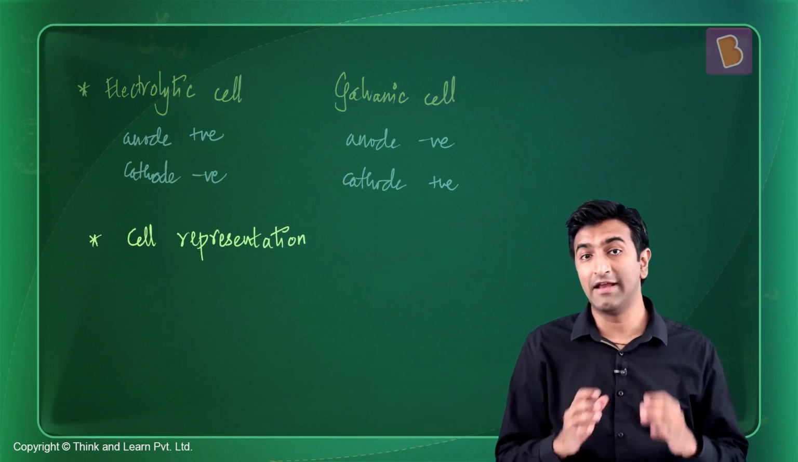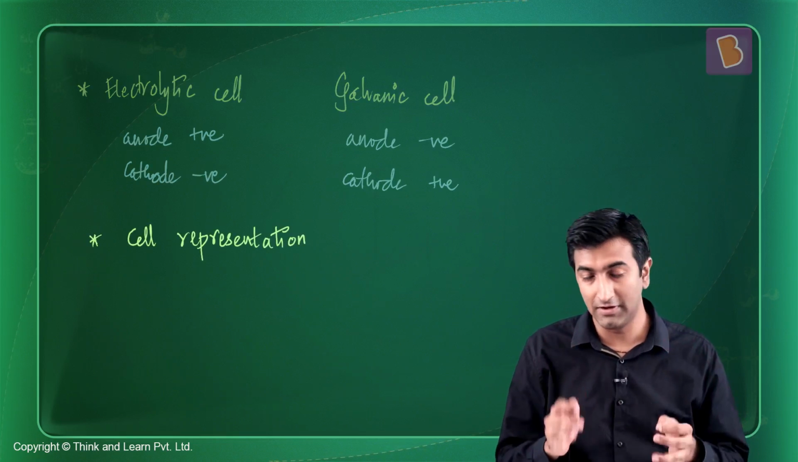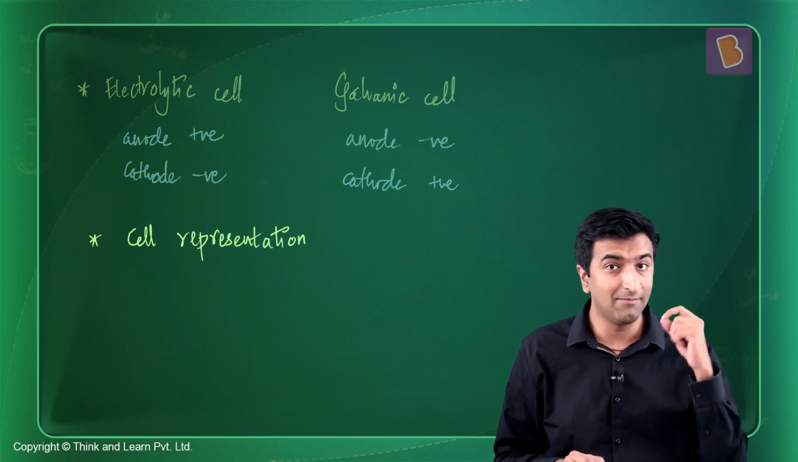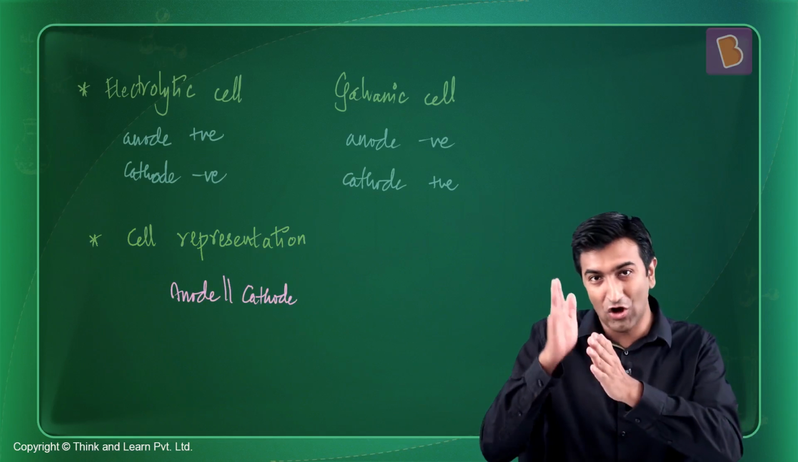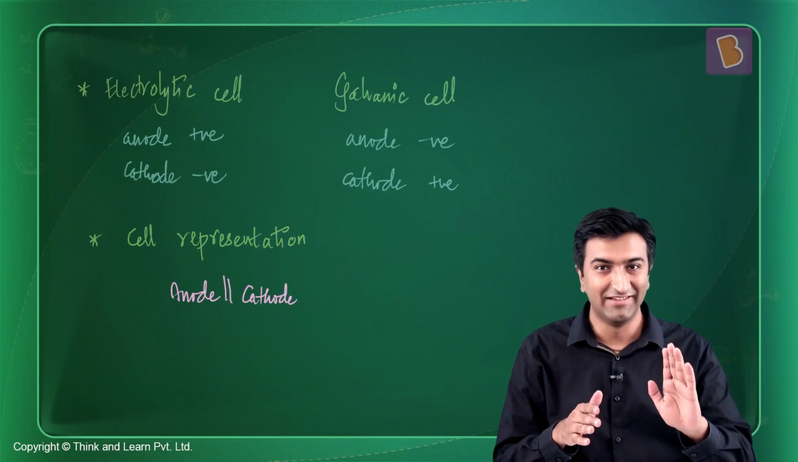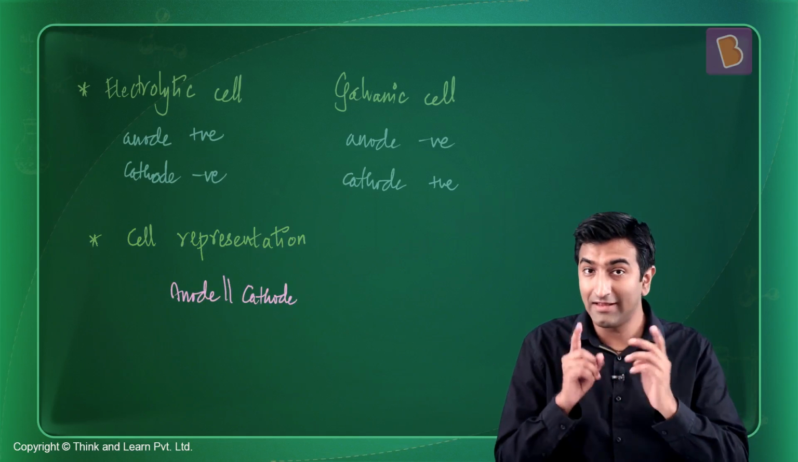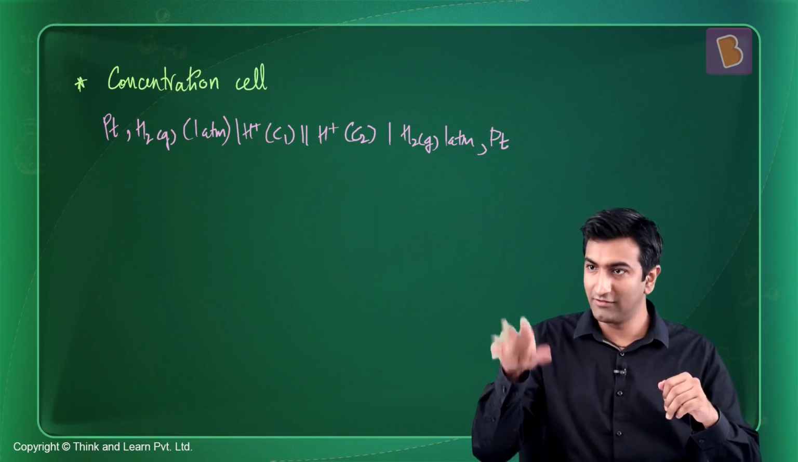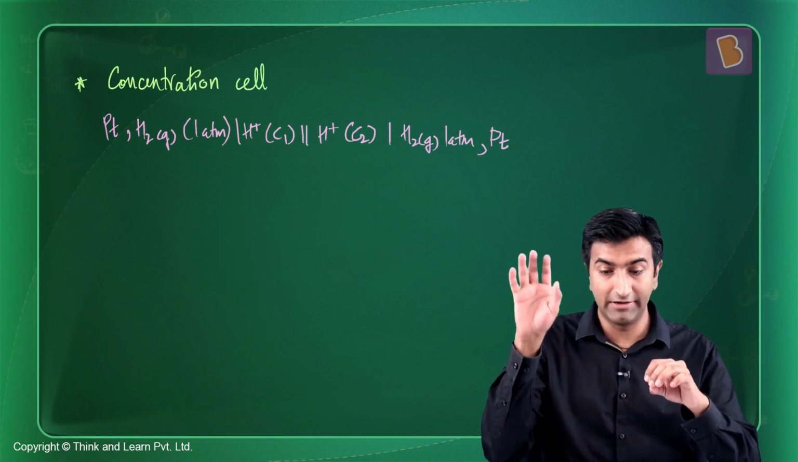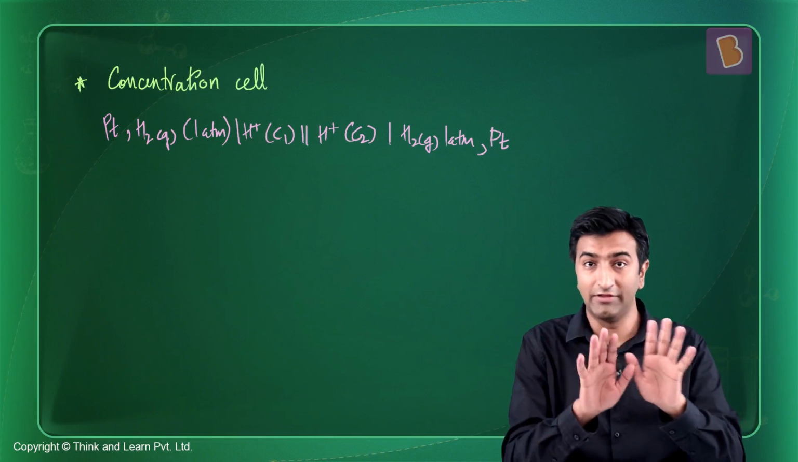Cell representation is the next idea that you absolutely must revise. A lot of questions in the JEE Main exam have been asked on just this idea. Anode is always on the left-hand side, cathode is always on the right-hand side, and those two lines in the middle are the salt bridge. Look at the concentration cell idea in front of you right now. See the electrodes first, then you talk about the gas, and then the ion that it forms.